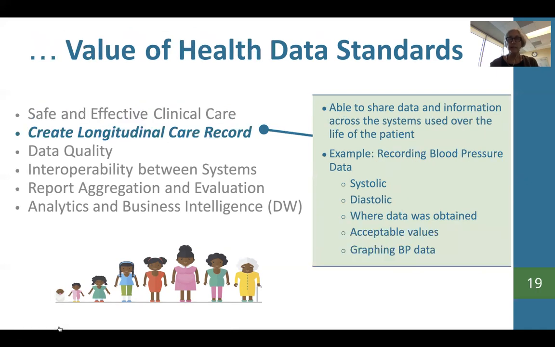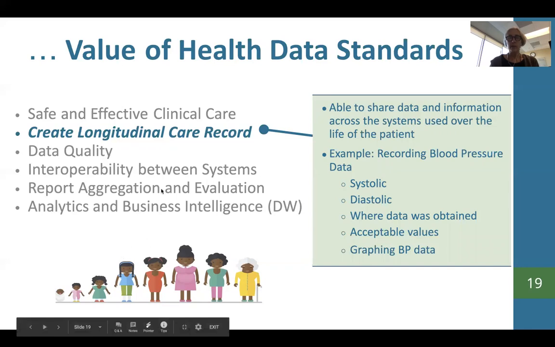The next slide talks about the longitudinal care record. This is our ability to share data and information across the lifespan of a patient. This is really critical. If we think of blood pressure and we think of someone who may develop what we call hypertension, which is high blood pressure, they need to have a historical record of what their normal systolic, the top number, and their normal diastolic, the bottom number are, where the data was obtained, and what are the values that were in there. This allows us to graph blood pressure over time.